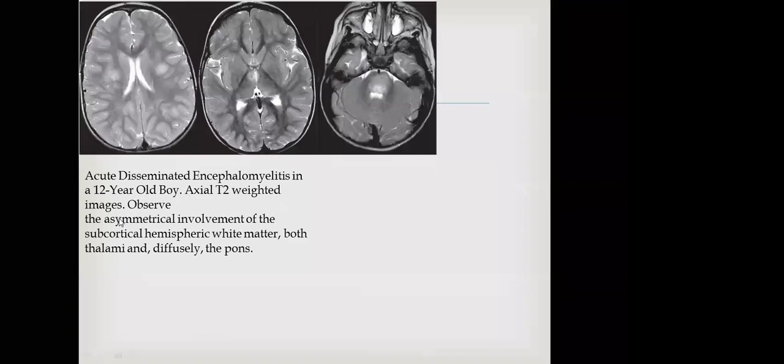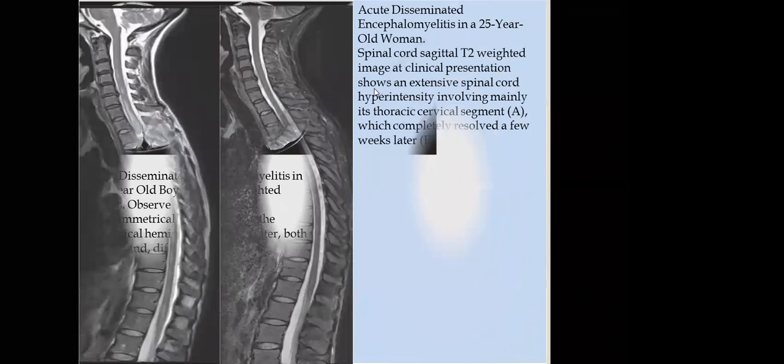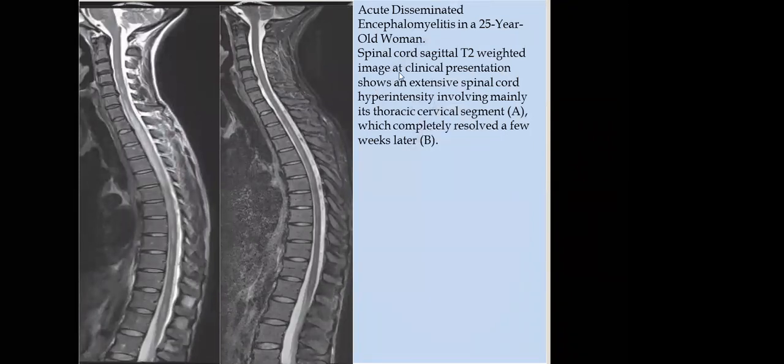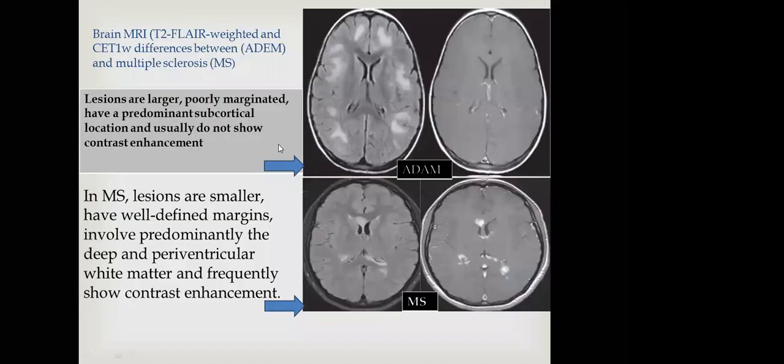Again, this is the case of a 12-year-old boy. We observe symmetrical involvement of the subcortical hemispheric white matter, with both thalami and diffuse involvement of the pons. Subcortical lesions with thalamic involvement and diffuse involvement of the pons are not classical for MS lesions. The clinical evidence shows extensive spinal cord hyperintensity in the cervical and thoracic region, with complete recovery a few weeks later.